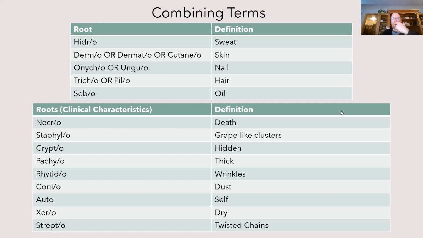Auto, self. When we talk about things like ACL reconstruction, we can have an autograft or an allograft. An autograft is taken from you, from your body and put back into your body, right? Whereas an allograft is taken from someone else, generally a cadaver, and is placed into your body. Okay, Xero, it's the root and combining form for dry. And then strepto, which is defined as a bacterial formation of twisted chains, although I think that's suspect. All right then. There we go.